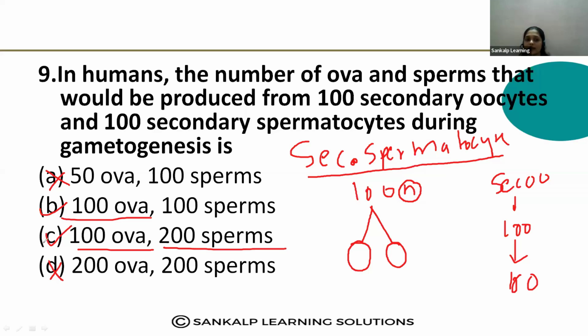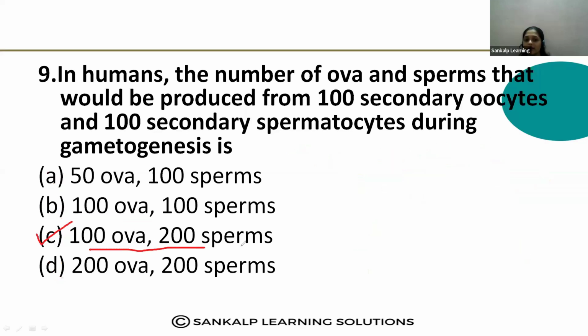They ask this kind of question. That is the 200 sperms. One secondary spermatocyte produces two sperms. Totally 100 spermatocytes produce 200 sperms. That is the correct answer.